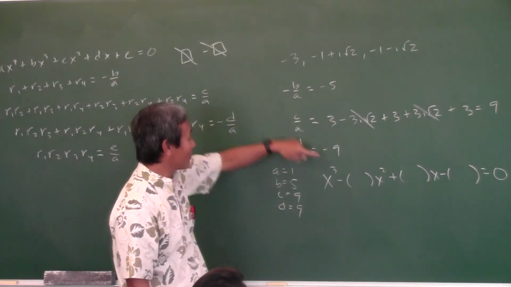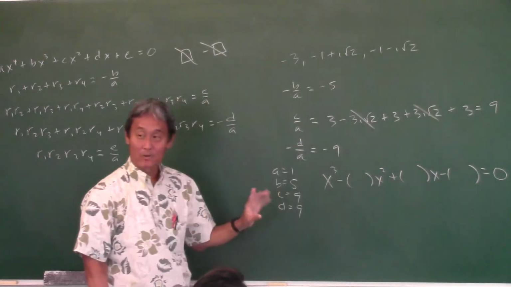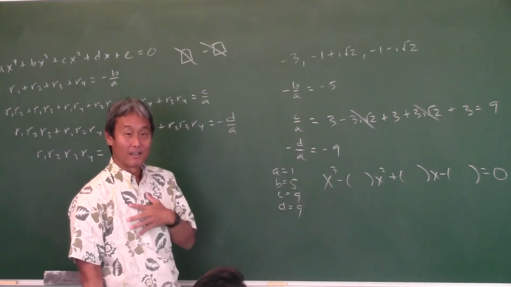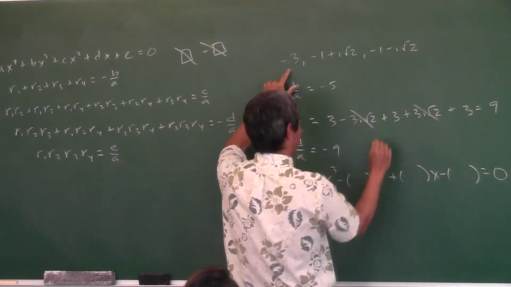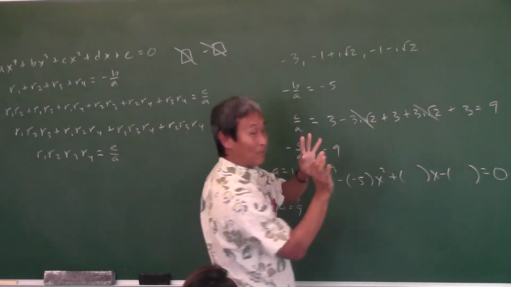Because negative b over a and then negative d over a. That's why I put the minus signs in already. Okay, now just watch. Here are the 3 roots. Add them together. What is this plus this plus this? Quick. Negative 5. Now multiply them 2 at a time.